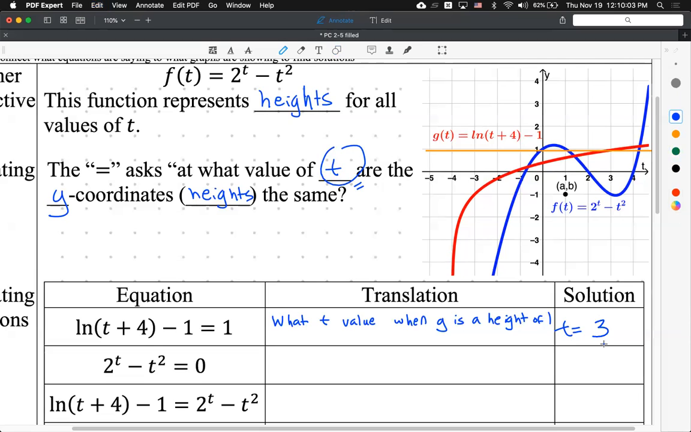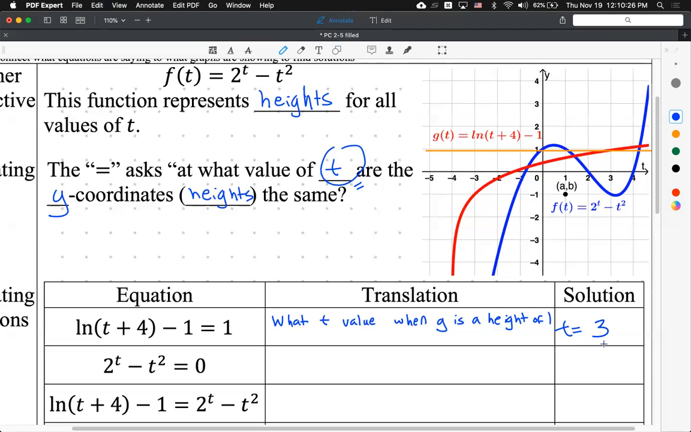Let's try another one. I want you guys to help me now. Translate 2 to the power of t minus t squared. Okay, that's a different function. It's one that all these table values are referring to, this graph in the top right. So this 2 to the power of t minus t squared is equal to 0. What question is it asking? It's basically the same thing, slightly different.